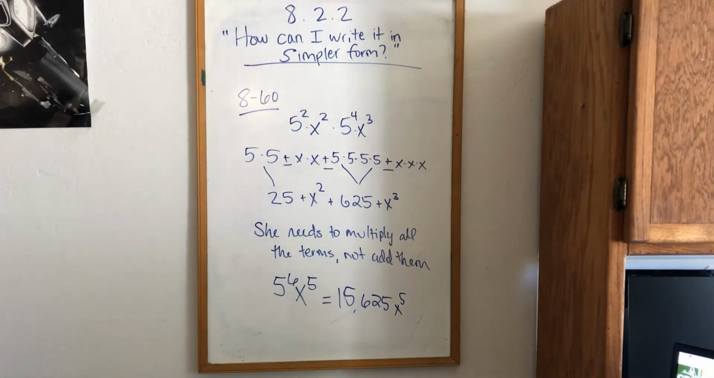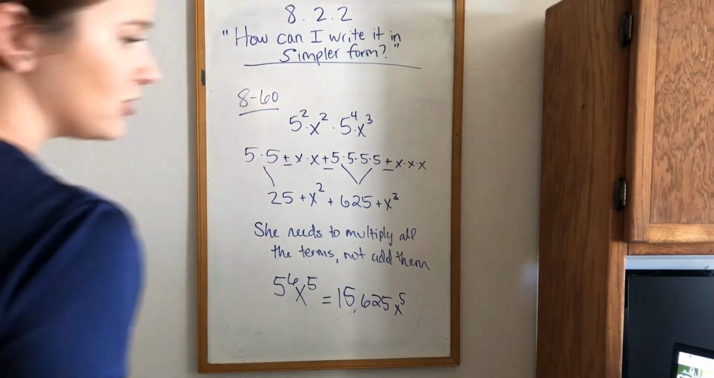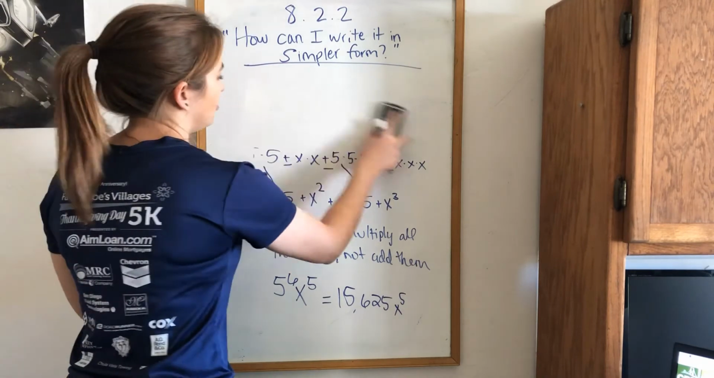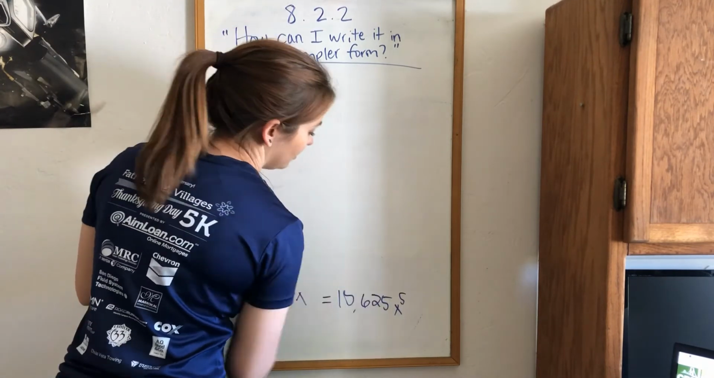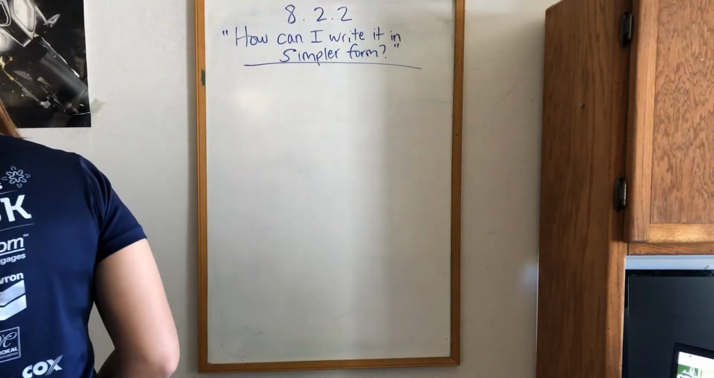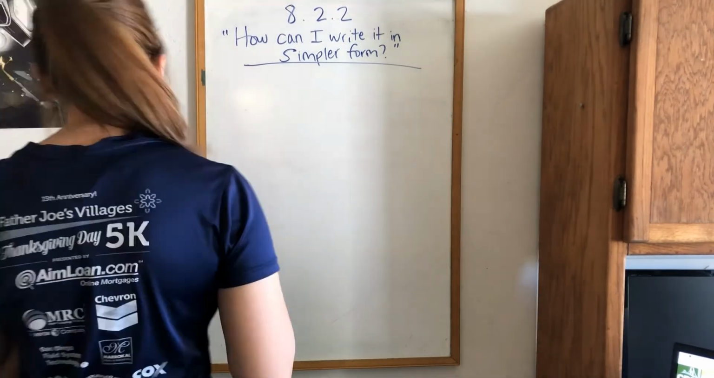Alright, so that was 8-60. Be careful with your symbols that you use. I think we are going on to the little resource page, the table, because we're coming into a new concept here about how to factor these types of problems.